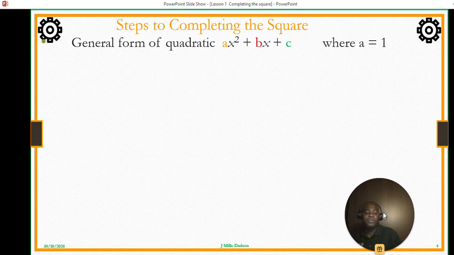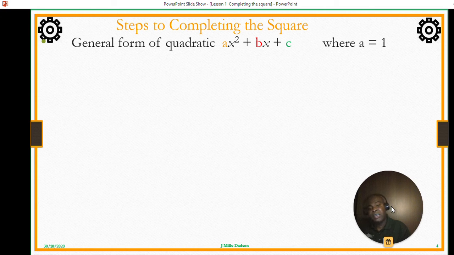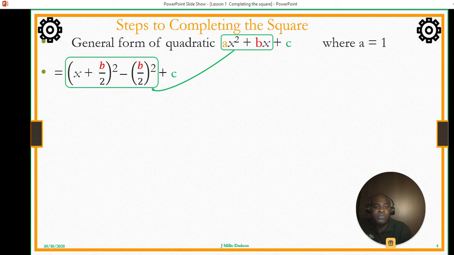Now let's go through the diagrammatic algebraic approach to completing the square. Like I said before, we are beginning by learning how to complete the square for quadratics where the coefficient of x squared is equal to 1. In doing that, we always concentrate on the very first 2 terms. So the first 2 terms could be rewritten as x plus b over 2 all squared minus b over 2 squared, then plus the constant c.